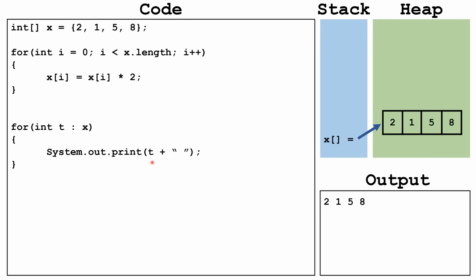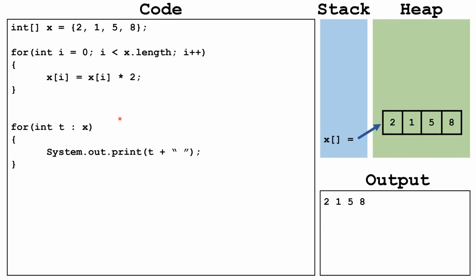Now let's look at a way to traverse the array using a for each loop. You can see a for each loop has two parts. The first part is a temporary variable. I named mine t. The temporary variable has to be of the data type that's inside the array. So since this is an array of ints, I've made my temporary variable an int. Then we have a colon, and then we have the name of the array, in this case x.